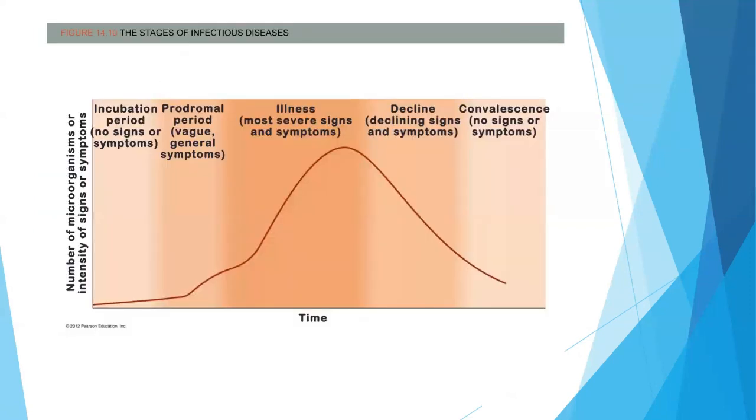Now, here we have the same chart. In the incubation period, there are no signs and symptoms. In the prodromal period, there are only vague general symptoms. In the illness period, there are more severe signs and symptoms. And then in the declining period, there are declining signs and symptoms. And then again, in the convalescence or recovery phase, there are no signs and symptoms.